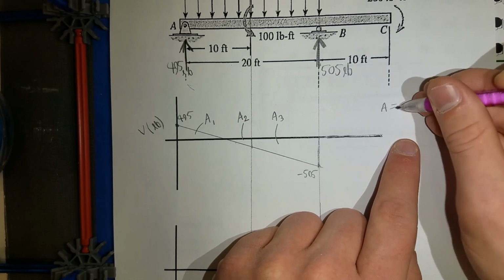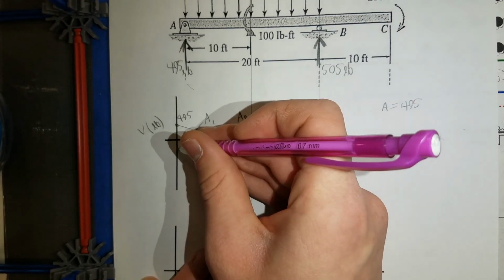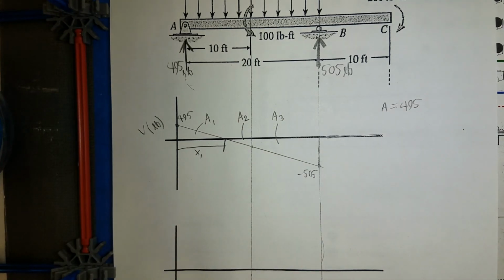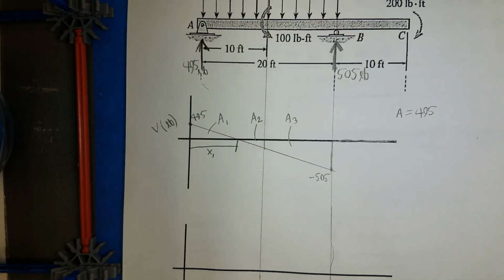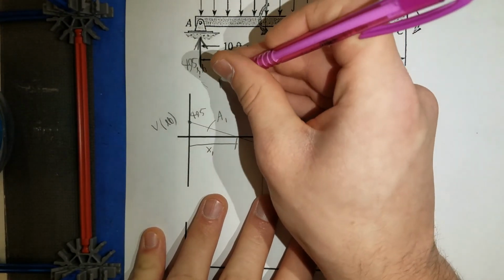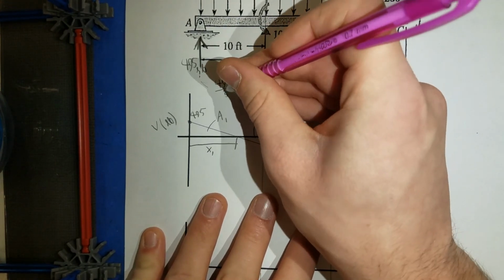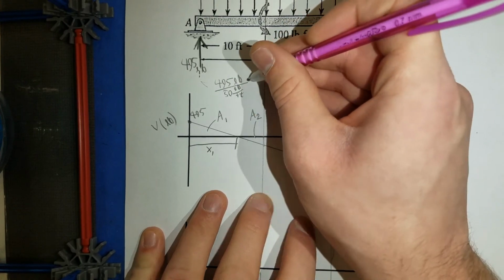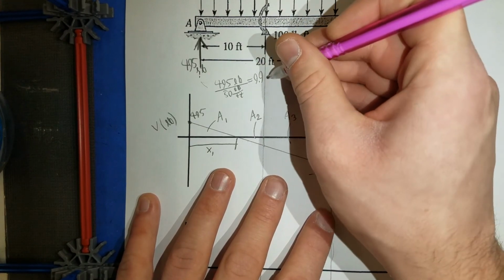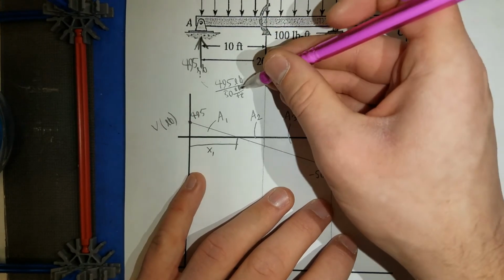Well, the first one's fairly straightforward. We're going to have our 495. We need to solve for what this distance here is, x1. Again, we'll use what we learned about slope and rise over run. We're going to take this 495 pounds divided by 50 pounds per foot, and we're going to end up getting what should be 9.9 feet. Another thing I like to do when I do these things is check the units.